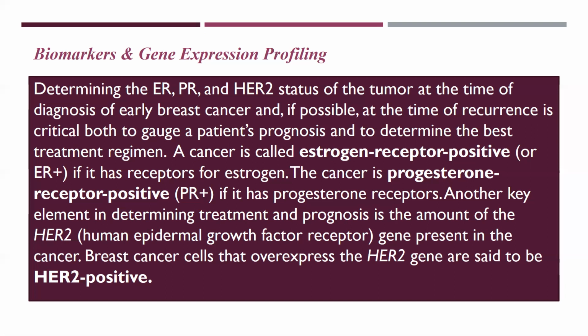Another key element in determining treatment and prognosis is the amount of HER2, that is human epidermal growth factor receptor gene. Now, as we know, every receptor which is present in your body has some gene which is encoding that thing. So this receptor is being encoded by this gene. So if this gene is present in cancer, it will be called HER2 gene positive, receptor positive cancer.